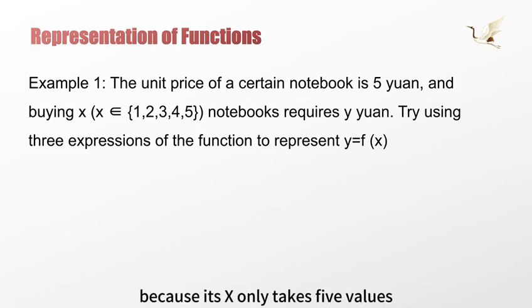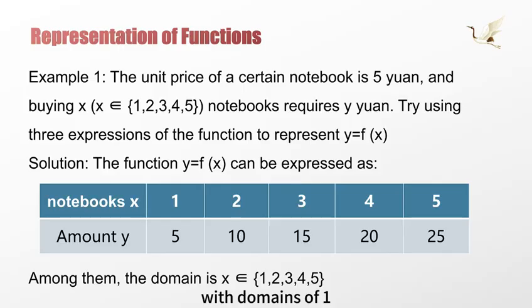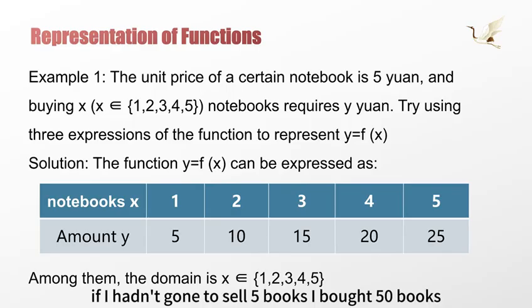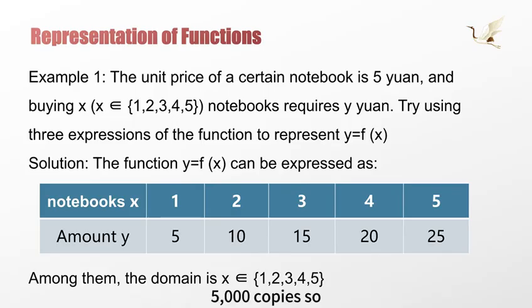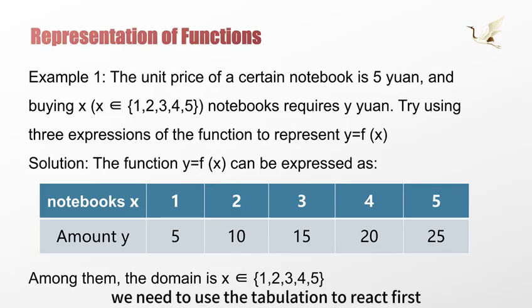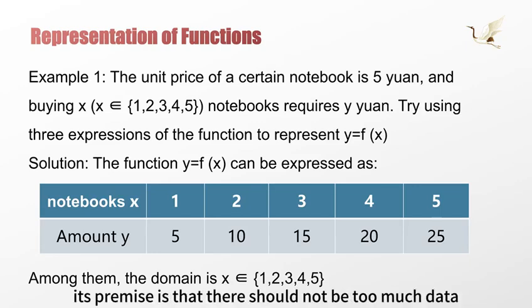Because x only takes 5 values, we can calculate in our minds that buying 1 book costs 5 yuan, buying 2 books costs 10 yuan, buying 3 books costs 15 yuan, and so on. We can easily obtain this table with domain 1, 2, 3, 4, and 5. But what if I wanted to buy 50 books? Can you make a table? What about buying 500 copies? 5,000 copies? So the table method can be used to solve the problem first, but its premise is that there should not be too much data.